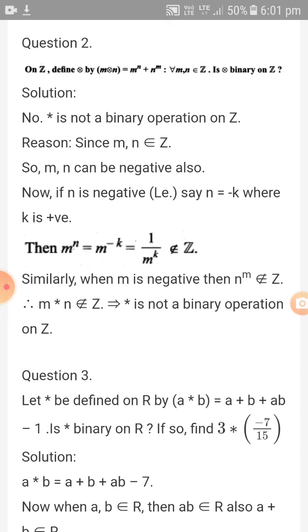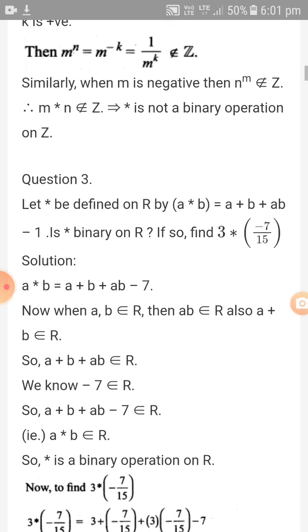We can use numbers also. M equal to minus 3, n equal to 2. If you work it out, minus 3 squared will be 9, but 2 power minus 3 will be 1 by 8. If you take the LCM, 73 by 8 will come. It does not belong to integers. So the answer here is no.